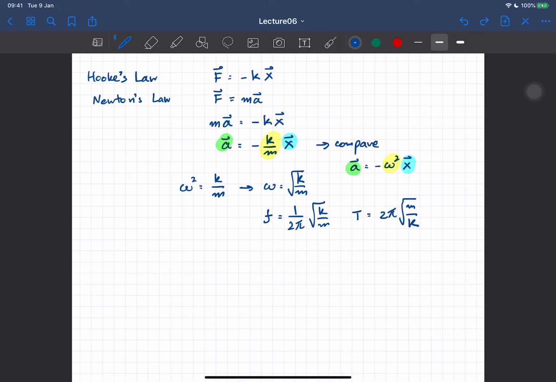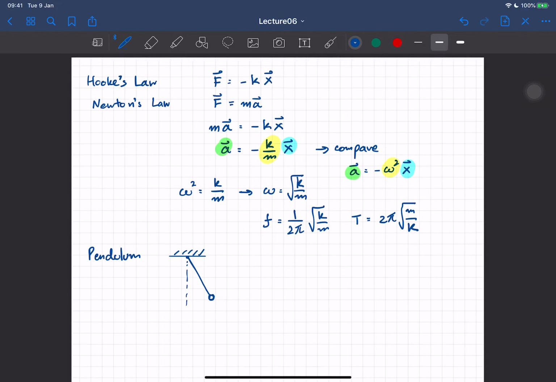The other system that we're going to briefly talk about is the simple pendulum. So a pendulum is a swinging mass, right? It's a mass that is attached to the ceiling, and what you do is you displace it like this, and it's going to swing back and forth. So we're trying to find the frequency of this pendulum swinging using the same principle that we did earlier.